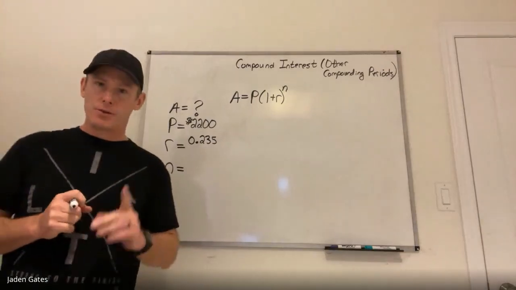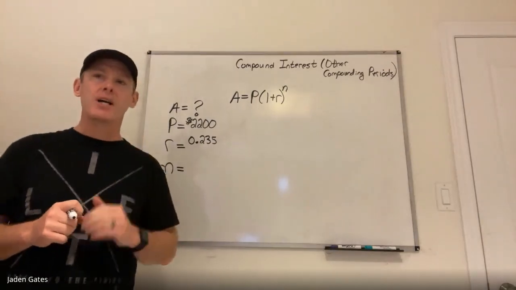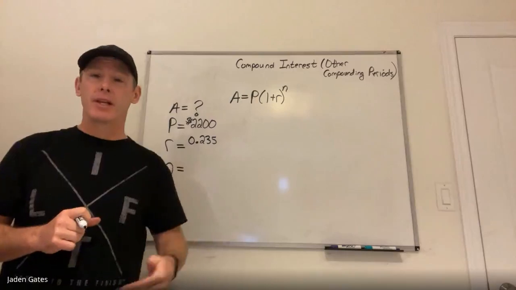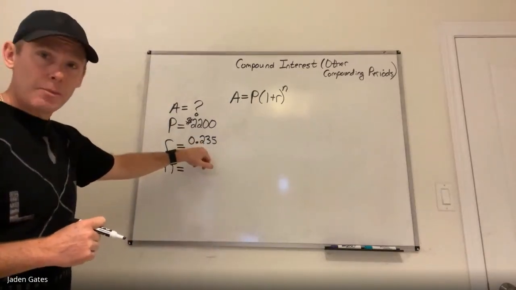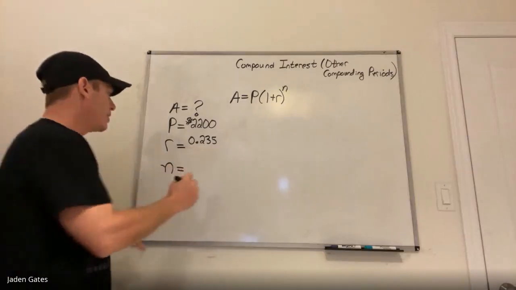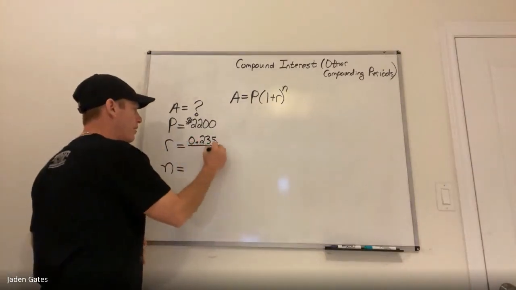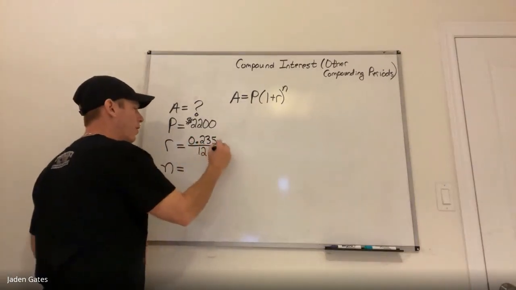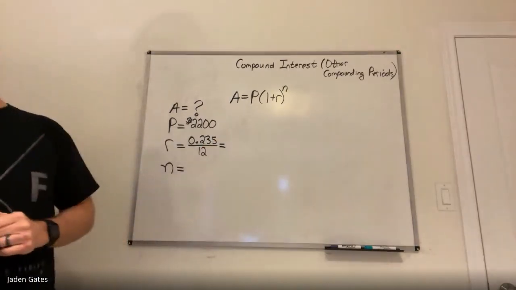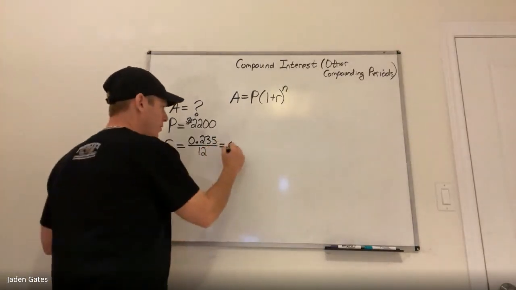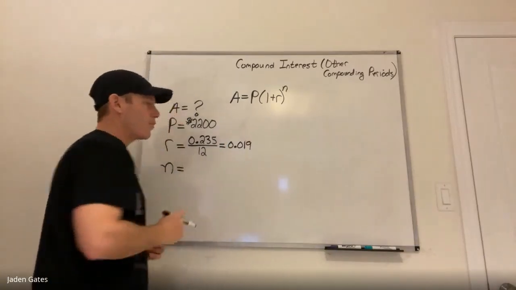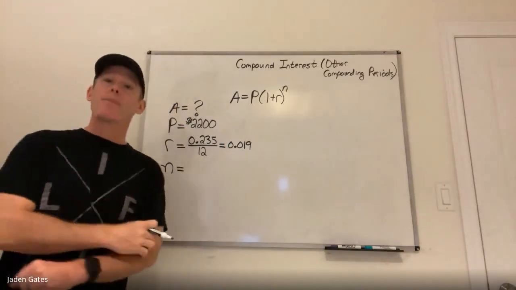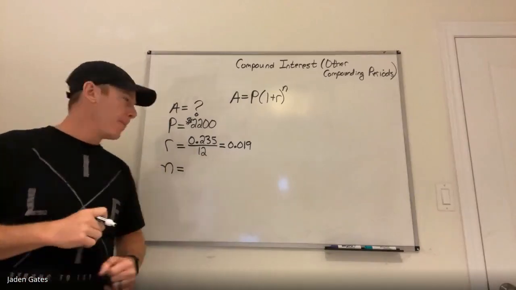Now, here's how things change. Because this is being compounded monthly, I have to divide that interest rate into 12 equal parts. So I get a monthly interest rate. So I take my 0.235 and I divide it by 12 months. And so I end up with 0.019. And so that is now a monthly interest rate because this is being compounded monthly.